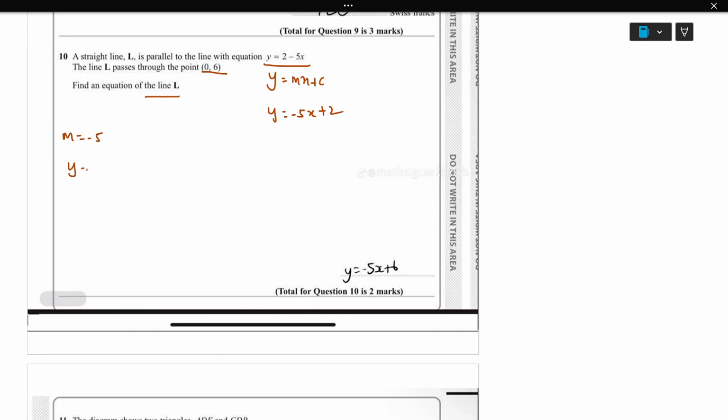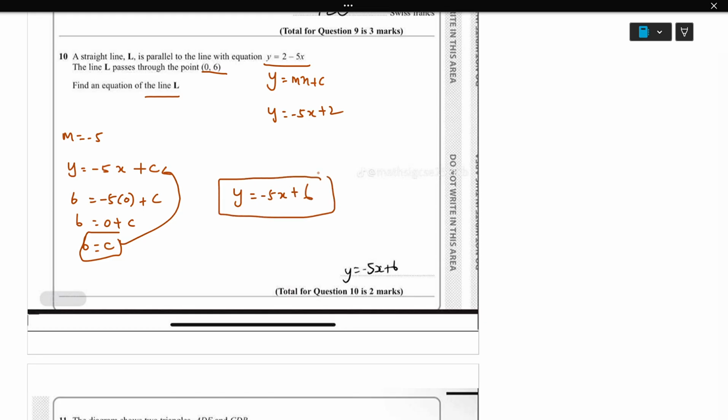So the new equation of L is equal to negative 5x plus c. Now passing through 0, 6, y equal to 6, x equal to 0. Just substitute here: 6 equal to negative 5 times 0 plus c, so 6 equal to c. So we got the value 6, just replace it here. That's it, y equal to negative 5x plus 6. That is the answer here.